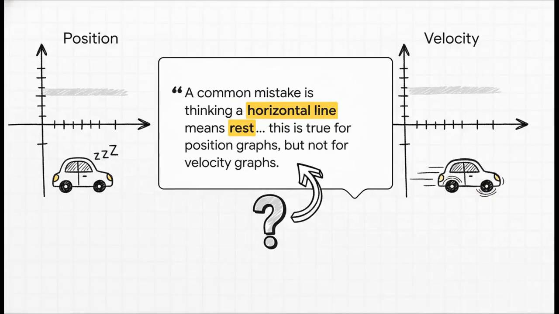Now listen up, because this is absolutely crucial. A horizontal line on a position graph means the object's position isn't changing, it's at rest. But a horizontal line on a velocity graph means the velocity isn't changing, so it's moving at a constant speed. That is a huge distinction and a very, very common trap to fall into.